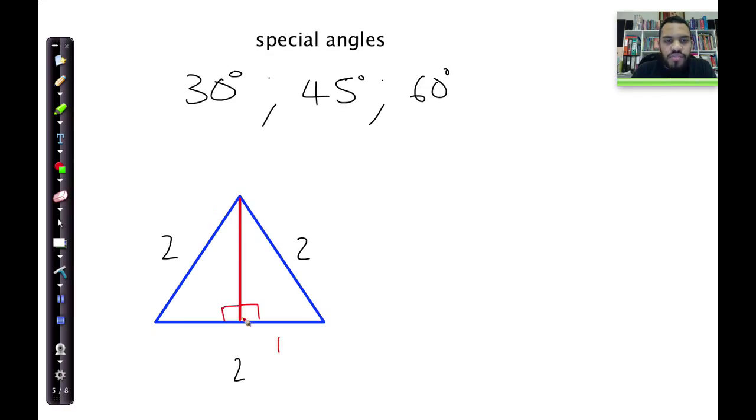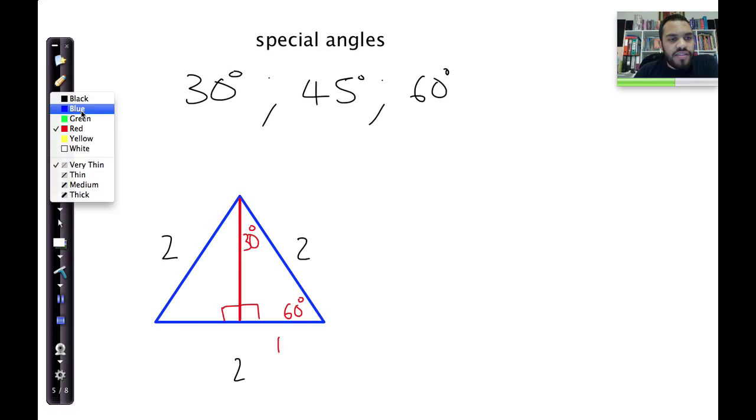Now, as you know, the sum of angles in a triangle adds up to 180 degrees. In an equilateral triangle, that's 60. This is 60. This is also 60. So this is 60 degrees. But seeing that I cut this 60 degrees in half, that's going to be 30 degrees, right? Okay, so now I know I can use Pythagoras to find the length of the third side.